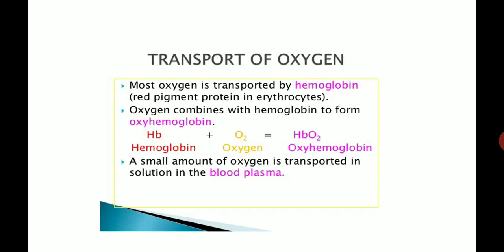Now let us understand how the various gases, that is oxygen and carbon dioxide, are transported through blood. Most oxygen is transported by the red pigment present in the RBC, that is hemoglobin. Oxygen combines with hemoglobin to form oxyhemoglobin. A very small amount of oxygen is also transported in solution in the blood plasma.